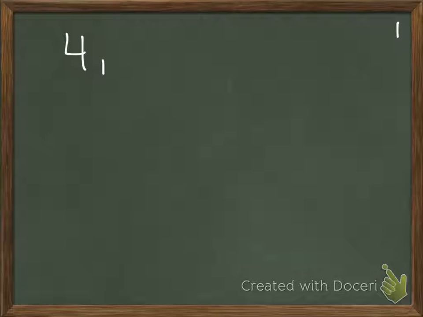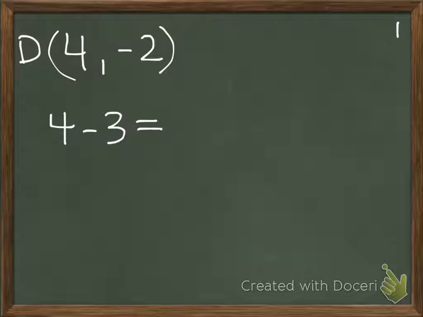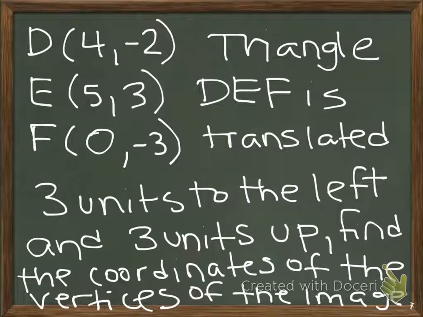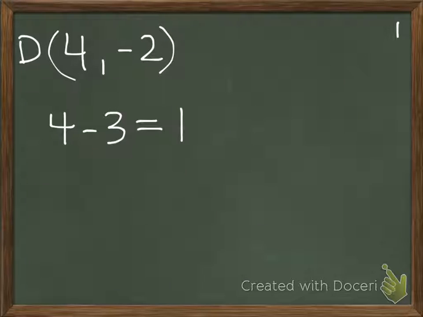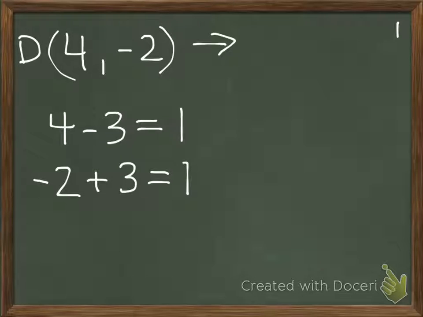4, negative 2, which is D. If I'm going 3 units to the left, think of the x-axis, that's going to be the negative part of the x-axis. So I'm going to subtract 3 from the x-coordinate. And then it says 3 units up, which would be the y-axis, that would be a positive part of the y-axis, so we're going to add 3 to our y-coordinates. So that also gives me 1. So my new coordinate for D is going to be 1, 1.